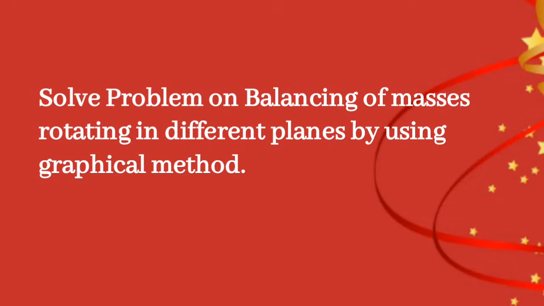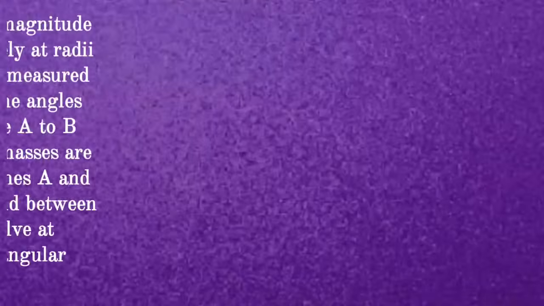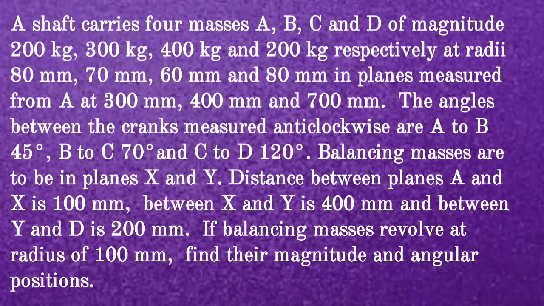Solve problem on balancing of several masses rotating in different planes by using graphical method. Given question: a shaft carries four masses A, B, C and D of magnitude 200 kg, 300 kg, 400 kg and 200 kg respectively, and revolving at radii 80 mm, 70 mm, 60 mm and 80 mm in planes measured from A at 300 mm, 400 mm and 700 mm.